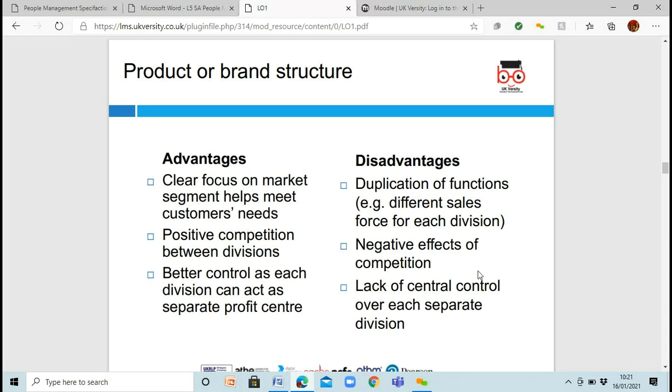So there are different sales forces for each division. There'll be different HR for each division. So it's things that are being multiplied. There are negative effects of competition, and there's also a lack of central control over each separate division.